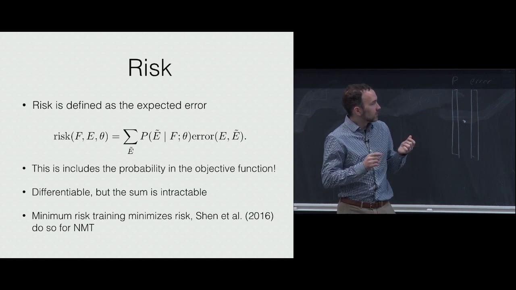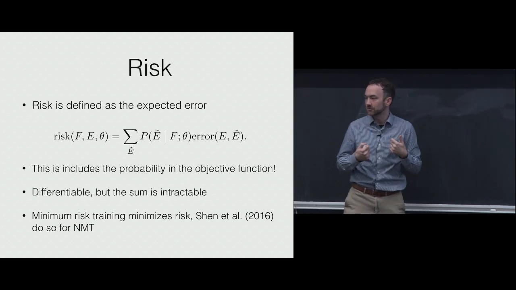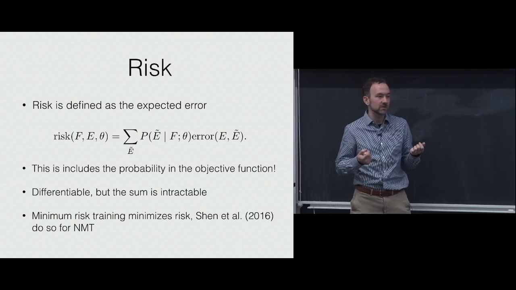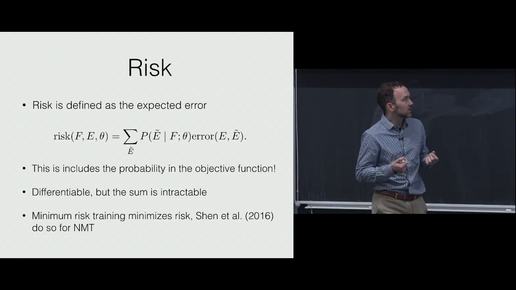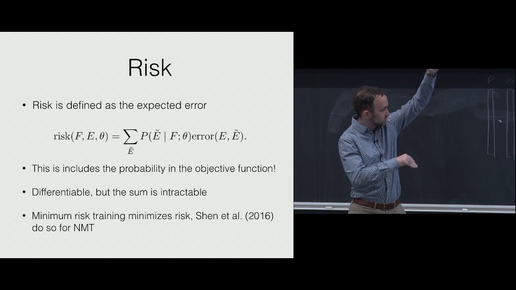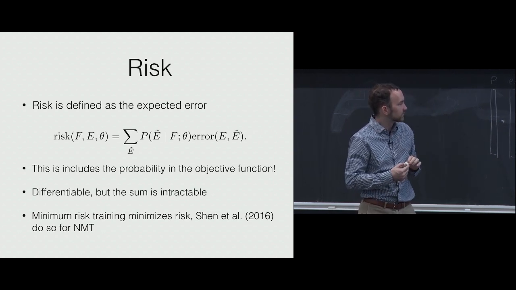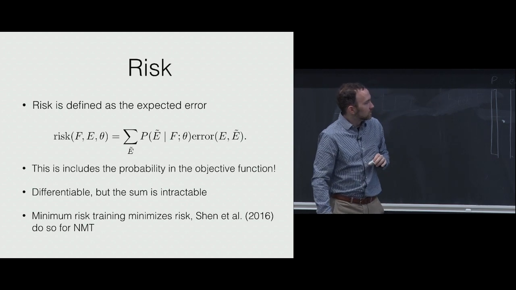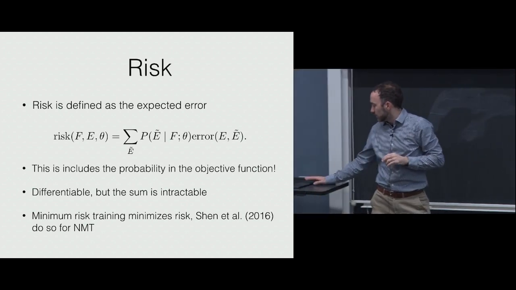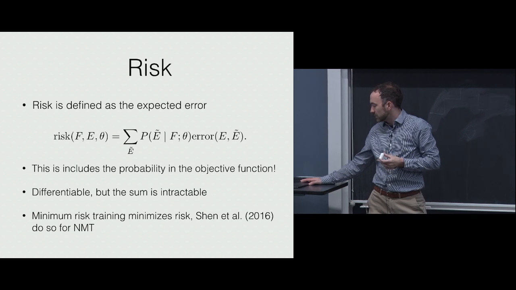However, it's not so simple with a structured prediction problem because, as I said, there's an exponential number or infinite number of outputs that you could possibly use, and you can't use all of those outputs at the same time. So minimum risk training is a way that you can optimize risk.